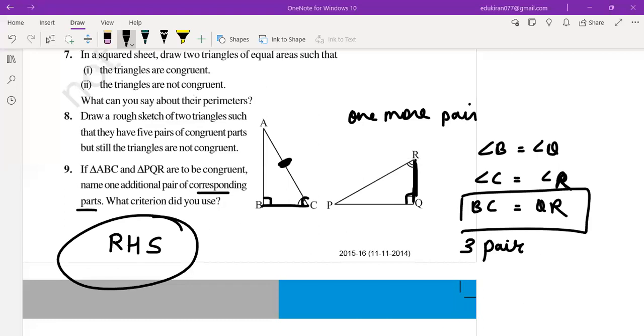So by observing, how will you write it? You will write it like this. By observing the figure, we got to know this and this. Then you will write this, and then you will write one additional pair of corresponding parts is this, BC and QR.